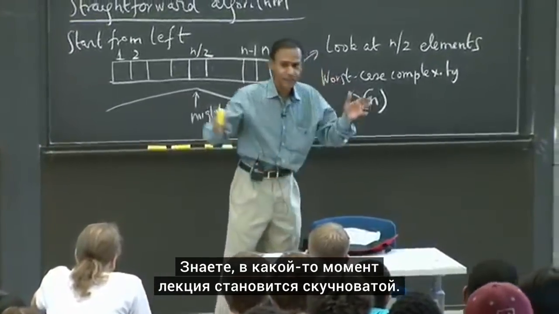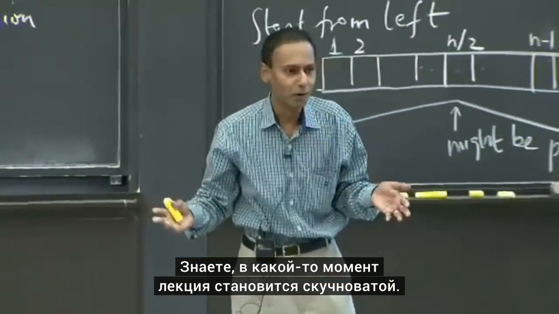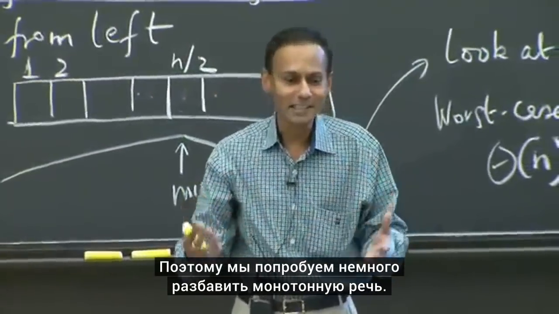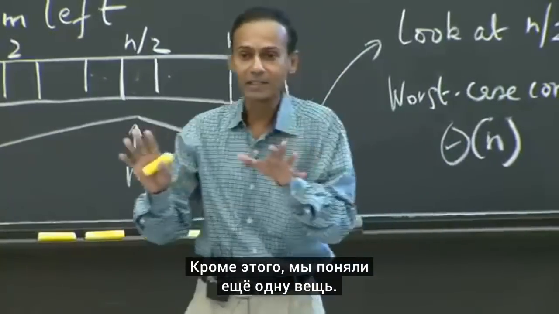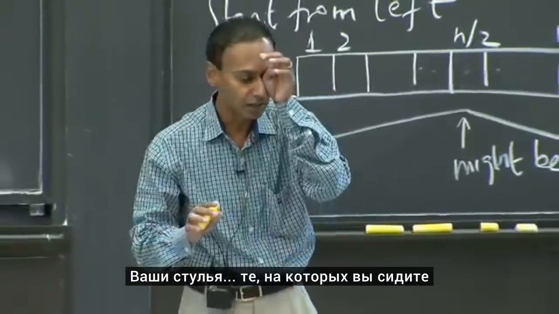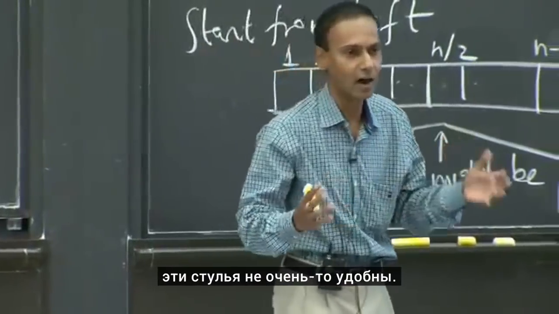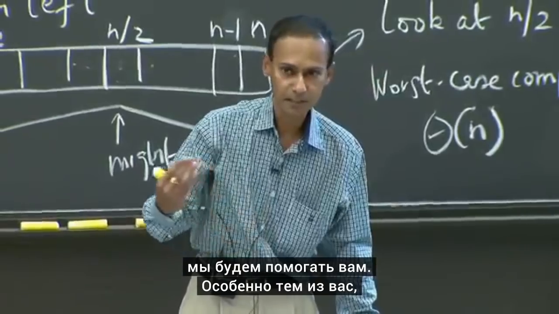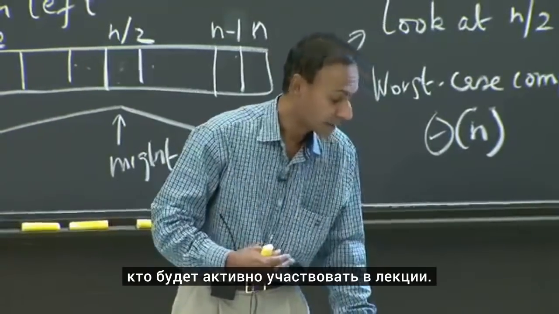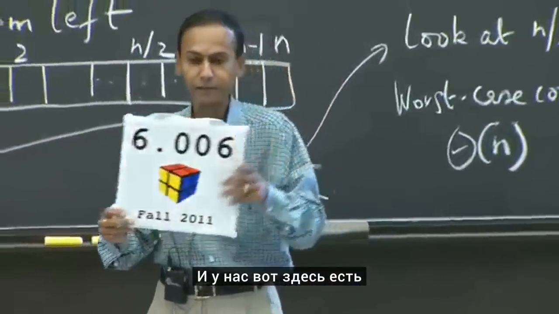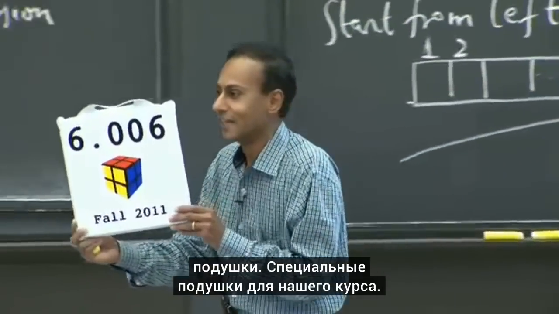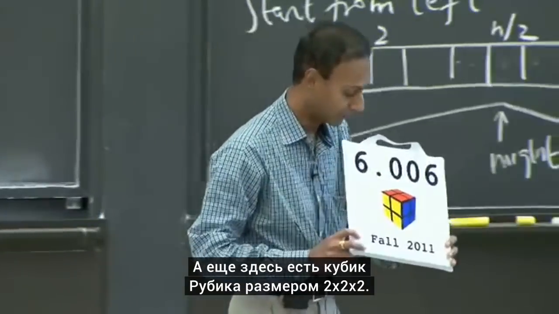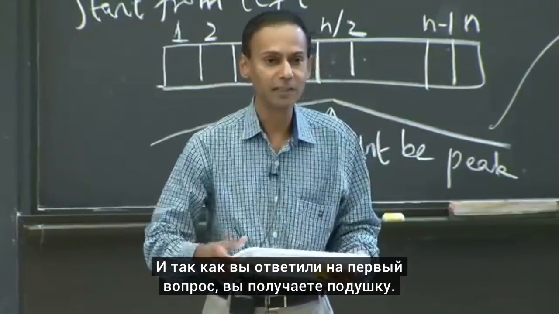And this class, after a while, is going to get boring, right? Every class gets boring. So we try and break the monotony here a bit. And the other thing that we realized was that these seats you're sitting on, this is a nice classroom, but the seats you're sitting on are kind of hard. Right? So what Eric and I did was we decided we'll help you guys out, especially the ones who are interacting with us. And we have these cushions that are 6006 cushions, and that's a 2x2x2 Rubik's Cube here. And since you answered the first question, you get a cushion.